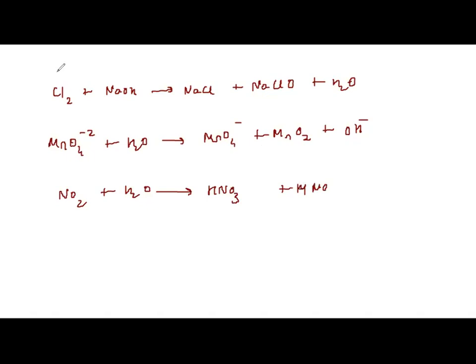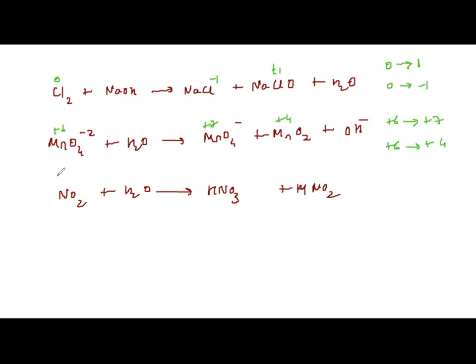Correct? See, chlorine is 0 here, it is minus 1 here, and plus 1 here. Then Mn in MnO4 2 minus is plus 6, here it is plus 7, and here it is plus 4. So chlorine is becoming minus 1 from 0 and plus 1 from 0, both reduction and oxidation. Mn from plus 6 to plus 7 is loss of electrons, and from plus 6 to plus 4 is gain of electrons, both oxidation and reduction.